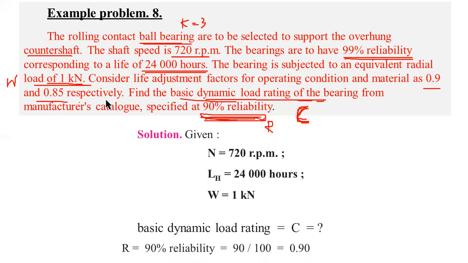Another value given is the required reliability of the bearing, capital R equal to 90%. You have to convert this 90% into a constant value. For removing the percentage, you divide by 100. So 90 by 100 equals 0.9 is the value of R. By using these details you have to find the value of capital C.